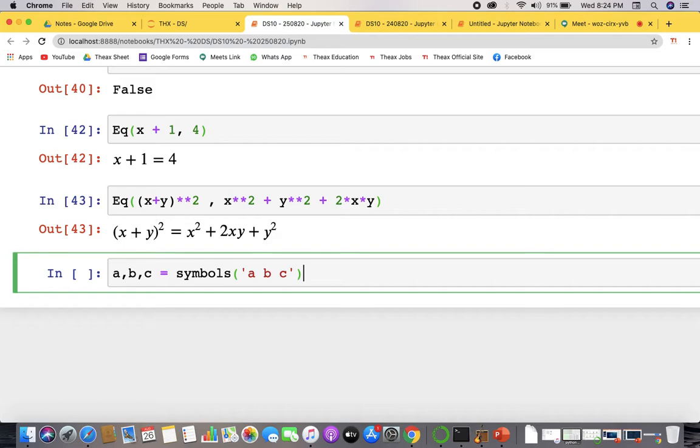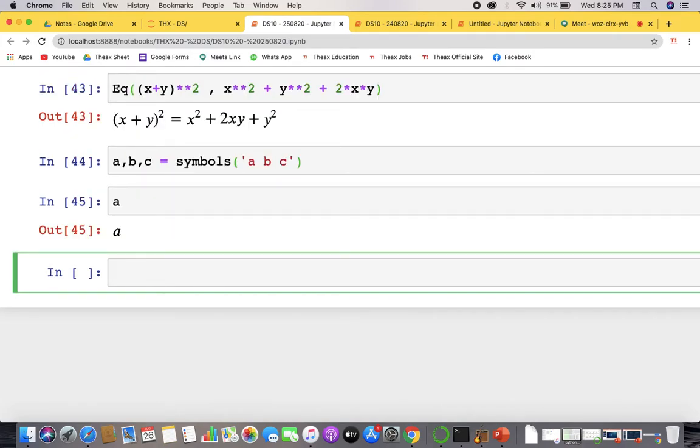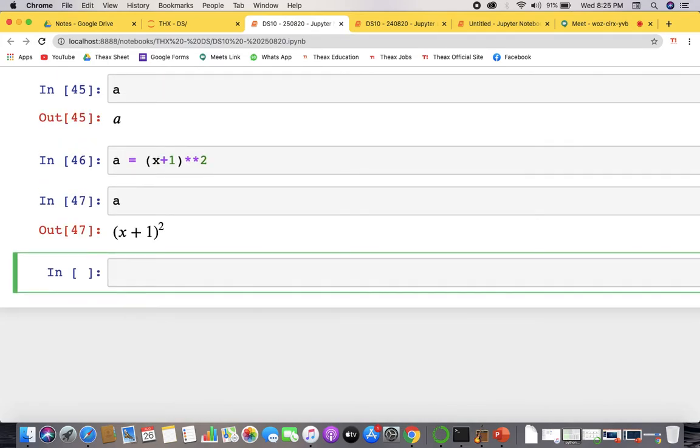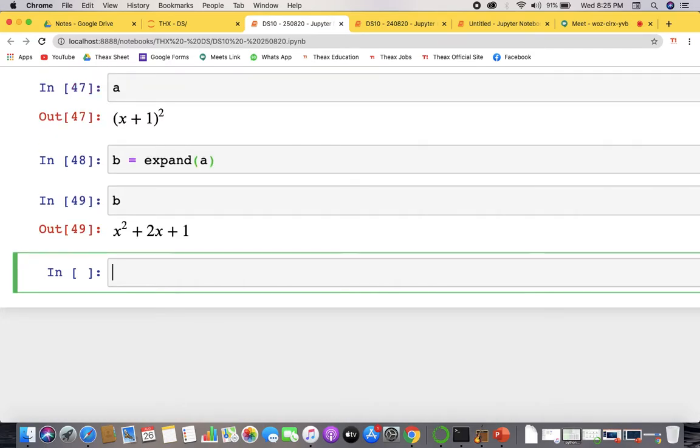So A, B, C are symbols, okay? Now, if I say my A is equal to x plus 1 whole square, I have to find this. So what is my A? x plus 1 whole square. And I define my B as the expand of A. I'm not going to define it manually, right? So B is the expand of A. So what is B? x square plus 2x plus 1.